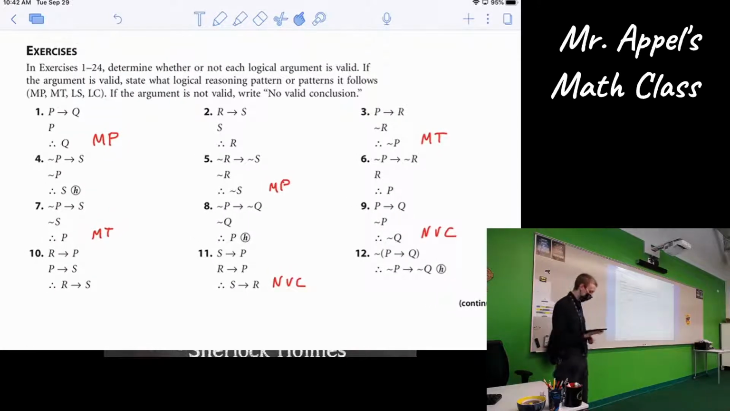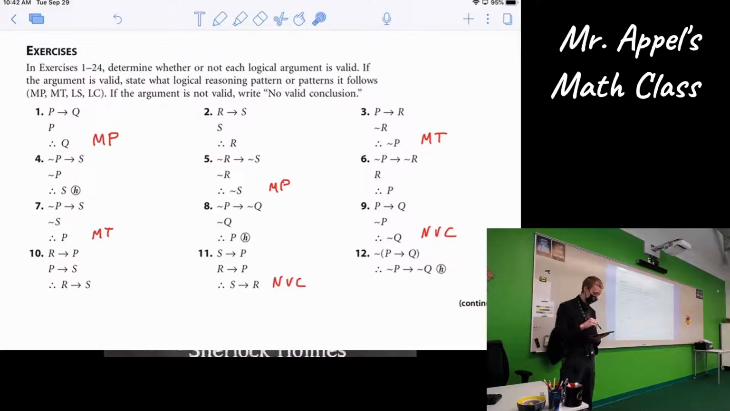And here then are the answers for the first few. I find it kind of strange that they've gone to all the trouble of shortening each law to a 2-letter acronym, but still asked you to write out no valid conclusion. That seems rather ridiculous. So I made that one an acronym too. That's my NVC, no valid conclusion.